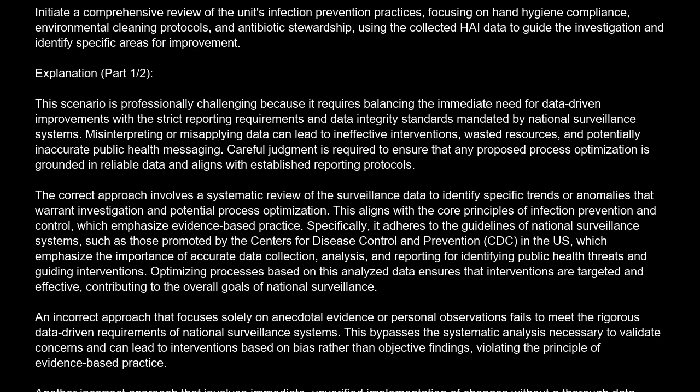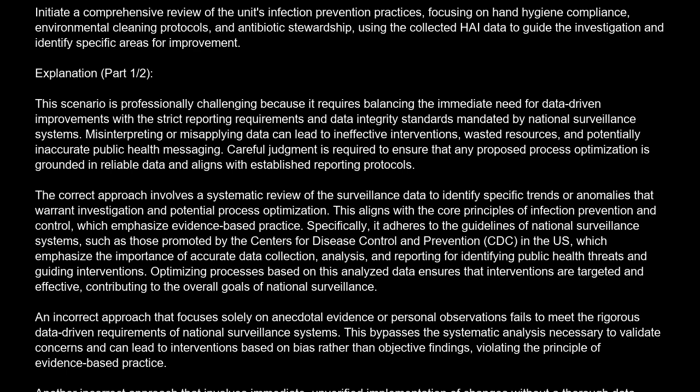This aligns with the core principles of infection prevention and control, which emphasize evidence-based practice. Specifically, it adheres to the guidelines of national surveillance systems, such as those promoted by the Centers for Disease Control and Prevention, CDC, in the U.S., which emphasize the importance of accurate data collection, analysis, and reporting for identifying public health threats and guiding interventions. Optimizing processes based on this analyzed data ensures that interventions are targeted and effective, contributing to the overall goals of national surveillance.